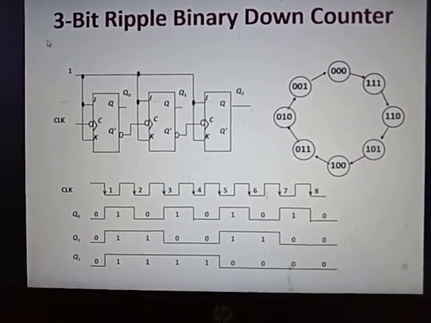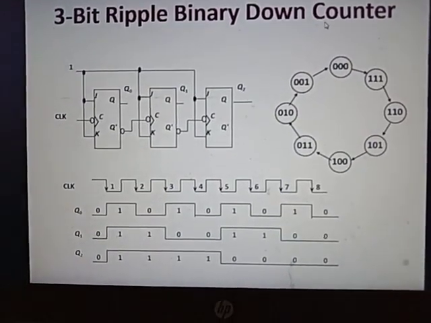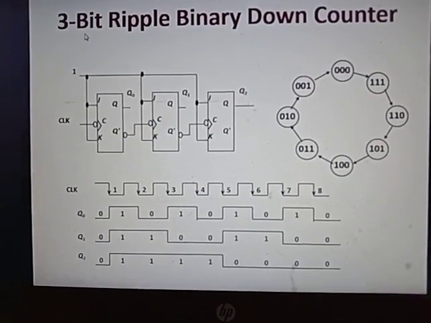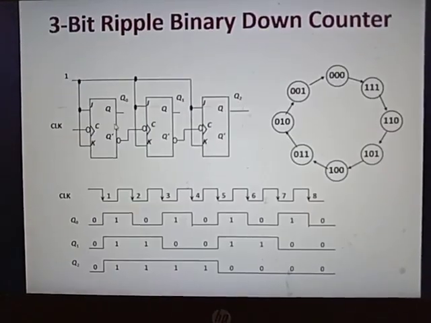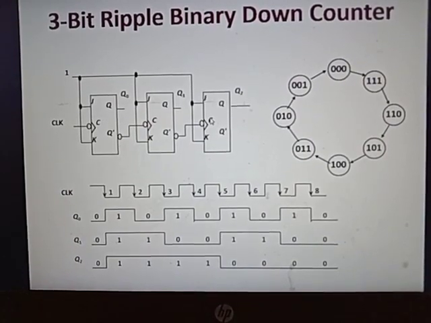Now this is another example of your 3-bit ripple binary down counter. 3-bit means it's an n-bit counter, so we require 3 bits. So we require 3 flip flops. This is your first flip flop, second flip flop, and third flip flop.